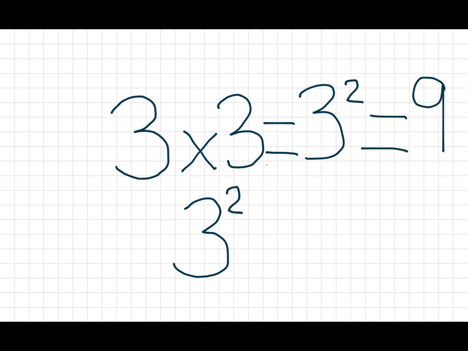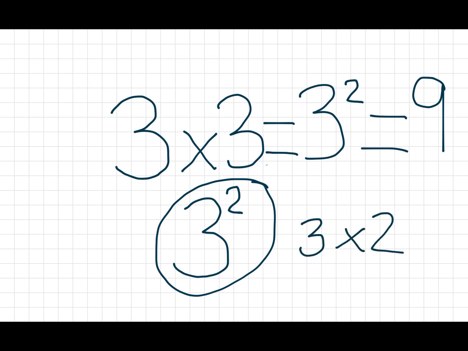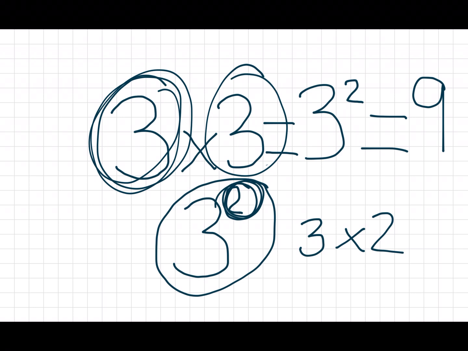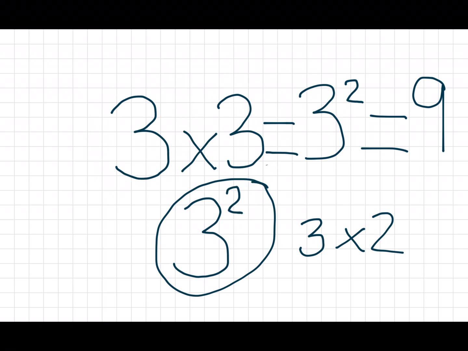I've had a lot of children in the past looking at this 3 squared and thinking it's 3 times 2. It's not times 2. This little 2 just means multiply it by itself. So you multiply by 3 once, by 3 a second time. So that's why it's a 2.